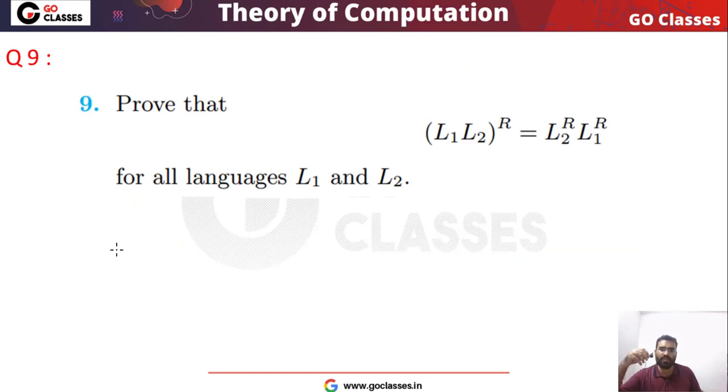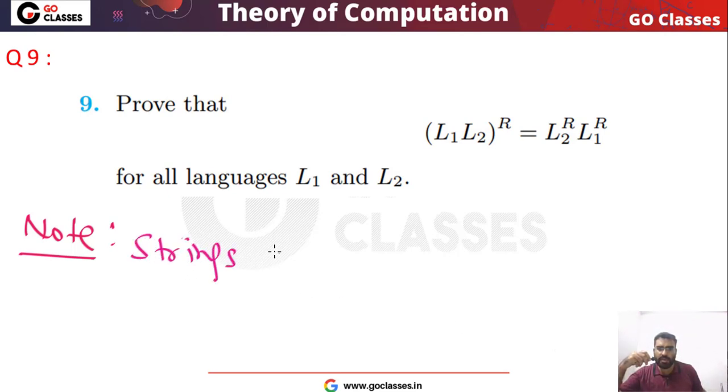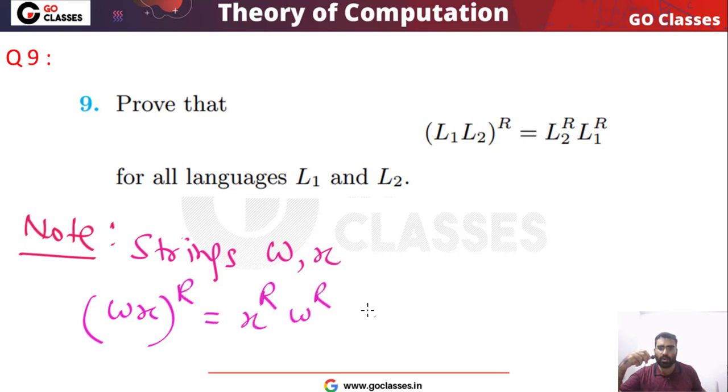In the part 1 of homework 1 solution, we have already seen this result: if you have any two strings w comma x, then (wx) whole reverse will be equal to x reverse w reverse. This result we have already seen. Now using this result you can very easily prove that if you have any two languages L1 L2, then (L1 L2) whole reverse will be equal to L2 reverse L1 reverse.